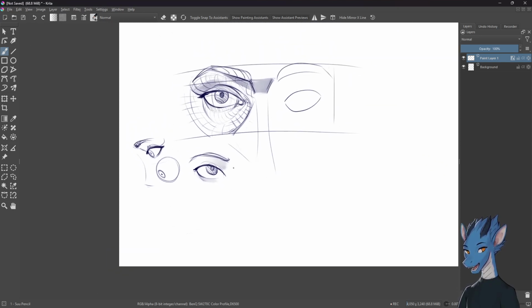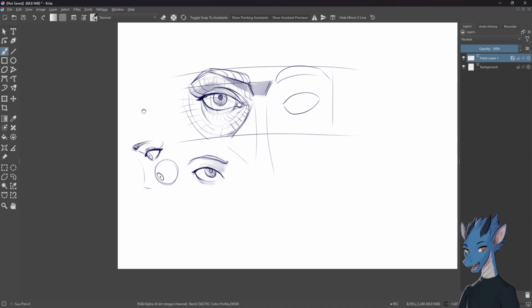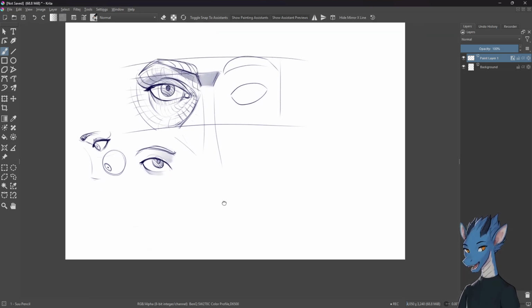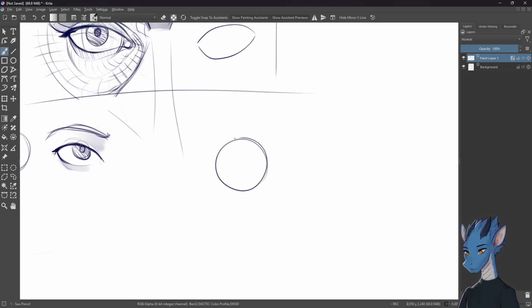So I'm going to show you how these lines work, and I'm going to start with the most important part, which is something that I talked about at the start. Let's just start here. The eye is a sphere, right?